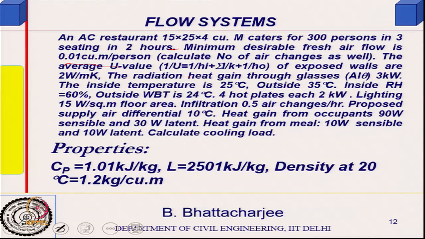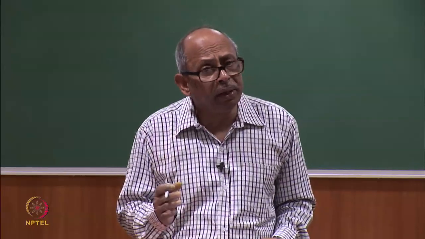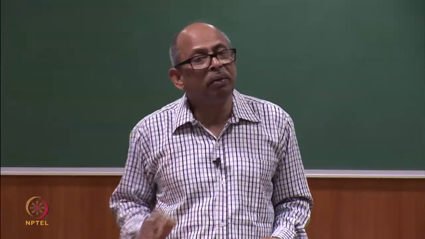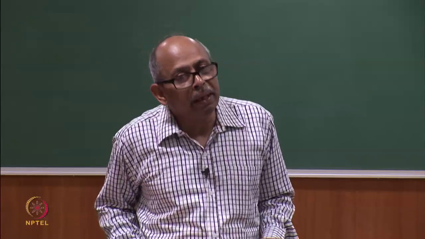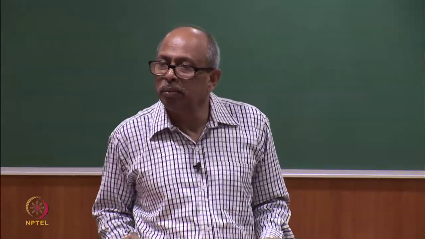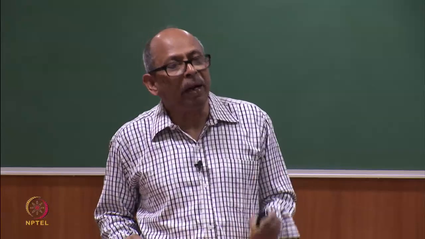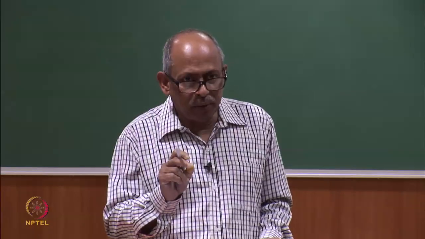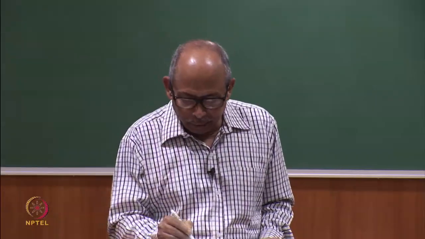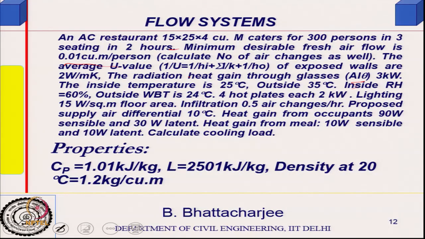If the radiation falls onto the glass, and I know the intensity of radiation, which is expressed in watt per meter square, that multiplied by the area of the window or glass will give you the amount of heat that will come in, multiplied by a factor, because glass will not transmit everything, only a fraction of it will come. We call it the solar gain factor. So, you have written A I theta, where A is the area of the glass, I is the intensity of radiation, and theta is the solar gain factor. That is also given as 3 kilowatt, so you do not have to calculate.